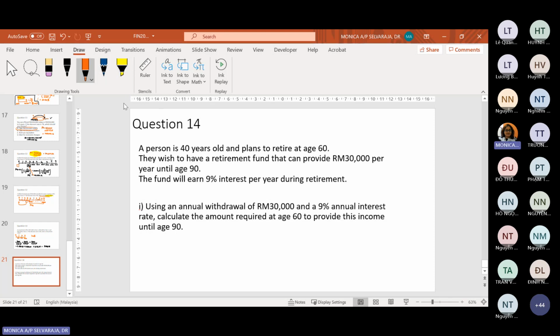Okay, so if I draw my timeline, 0 to 20. That means this is due before retirement. 60 to 90 is 30 years. Okay, so 20 here.